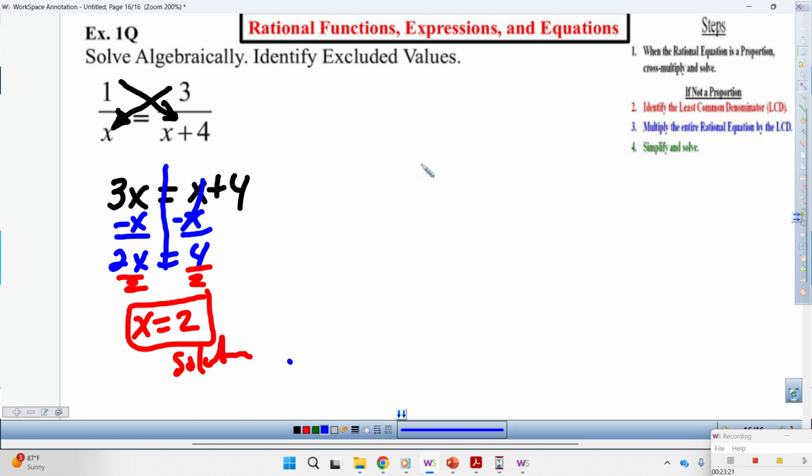But then we need to find the excluded values. How do we find our excluded values? Let's see, let me call on Julian. How do we find our excluded values?